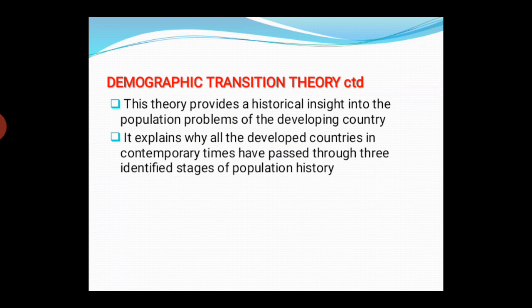Then you need to understand as well that this theory is trying to explain why all the developed countries in contemporary times have passed through the three identified stages of population history. Most of the advanced countries have passed through the three stages of demographic transition theory. So it gives us a better understanding of how these people were able to overcome the challenges then and come to the stage in which they are today.